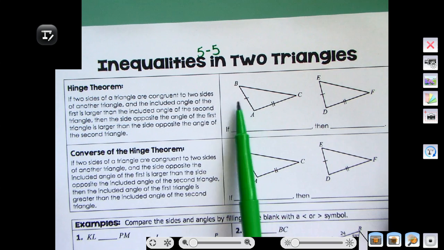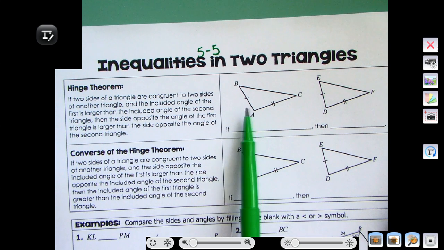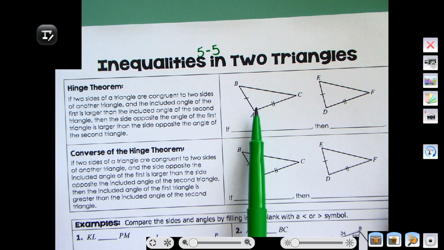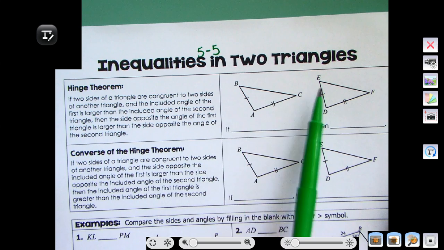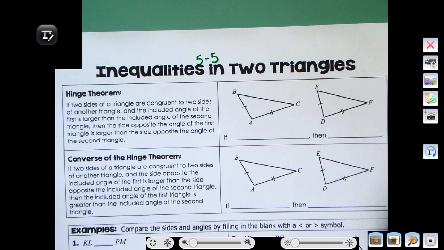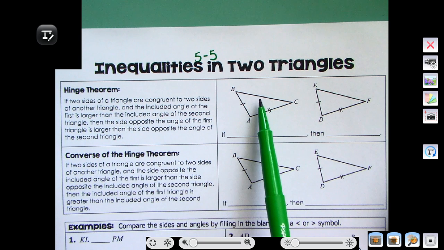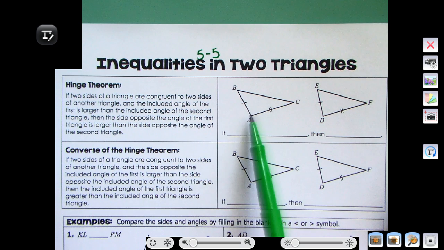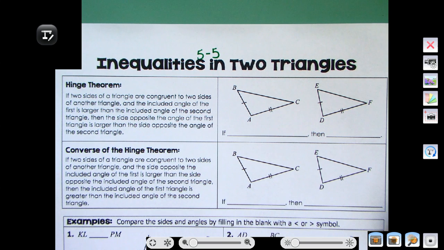if I have two triangles and they have two congruent sides, and I tell you that the angle in between those sides is bigger than the angle of the other triangle, then that means that the side would also be bigger, because we know from the last lesson that the biggest angle is across from the biggest side. So if this angle is bigger than this angle, then this side would be bigger than that side. That's all that's saying. So this is the hinge theorem.